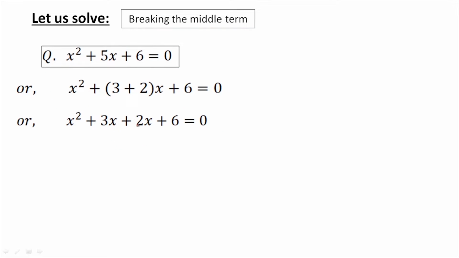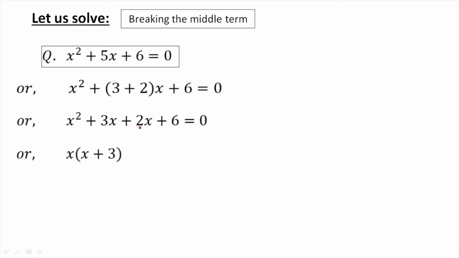Okay, after doing this, we'll look at the first two terms and the last two terms. Now we'll take out the common factor from the first two terms and from the last two terms. What is common in the first two terms? This is x into x, and this is 3 into x. I see that x is common, so I've taken x common. So x into x, and 3 into x. So x is taken out common. What is the remaining term? That is x plus 3. So it is x plus 3.